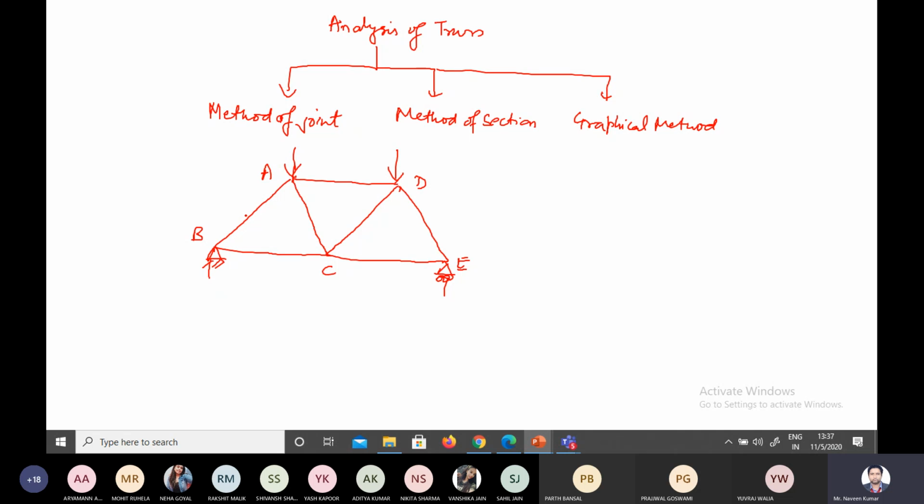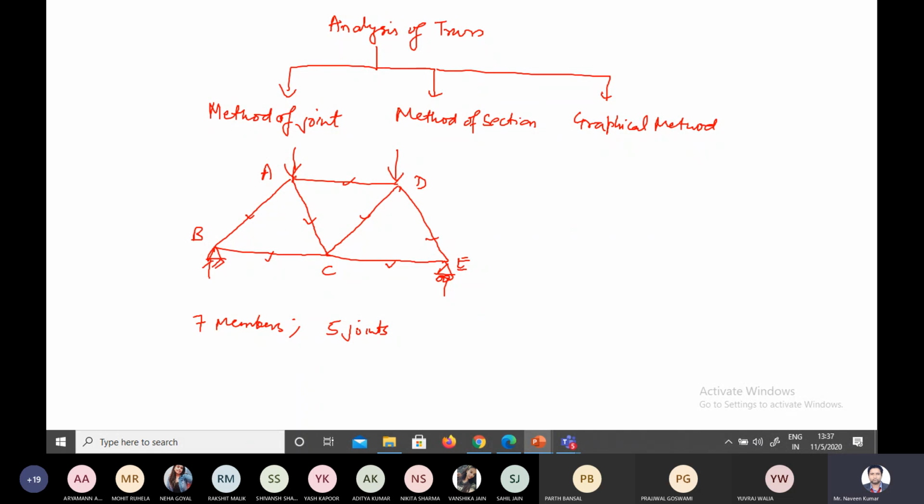How many members are there? 1, 2, 3, 4, 5, 6, and 7. So we have in all 7 members. And how many joints do we have? 1, 2, 3, 4, 5. So these are the joints here.